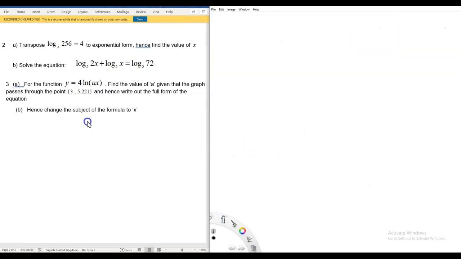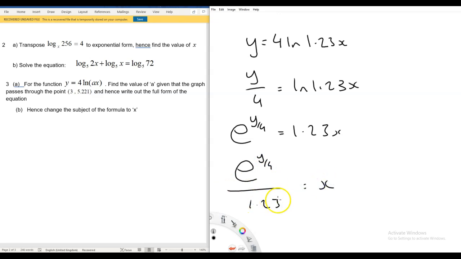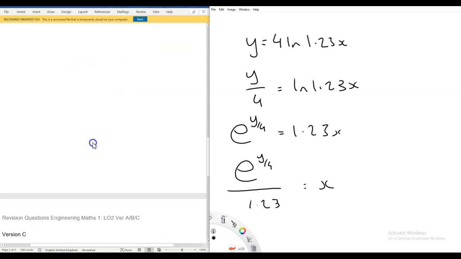Right, now, hence change the formula to x, so it's y equals, so now that you have found a, change the formula to subject x, 4 ln 1.23x, change to x, 4 comes under, ln x, ln's exposed, goes across, becomes e, 1 over 4, 1.23 underneath that stuff. So this version C to come next.